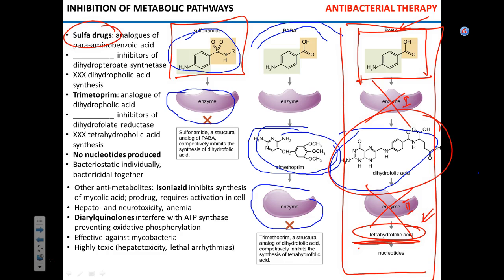So both trimethoprim and sulfonamide are competitive inhibitors of the enzymes in the pathway of tetrahydrofolic acid synthesis. Does that make sense? Okay?